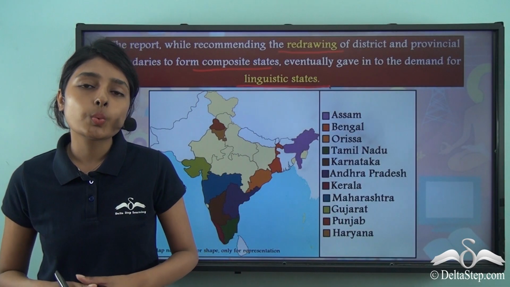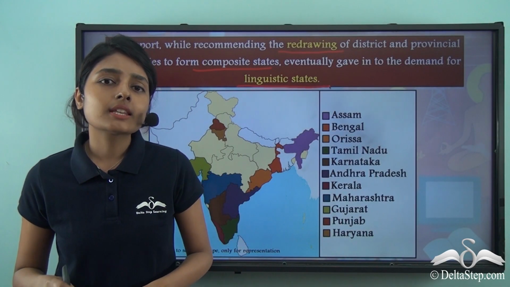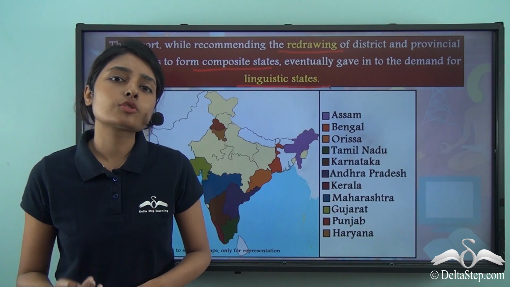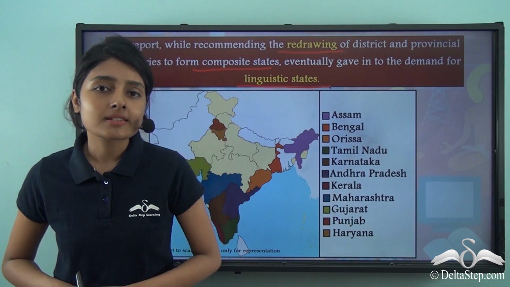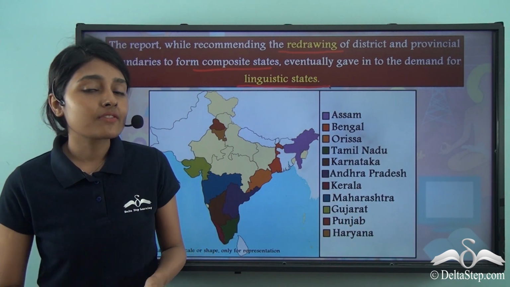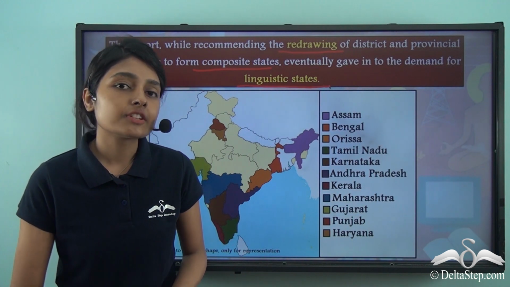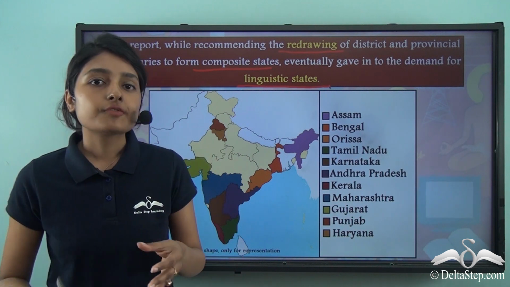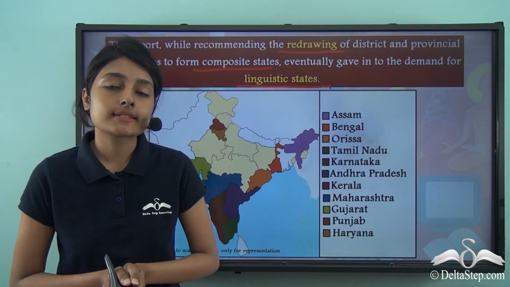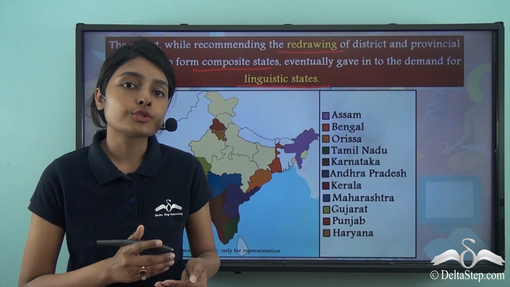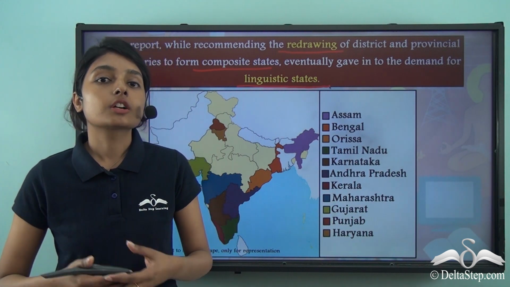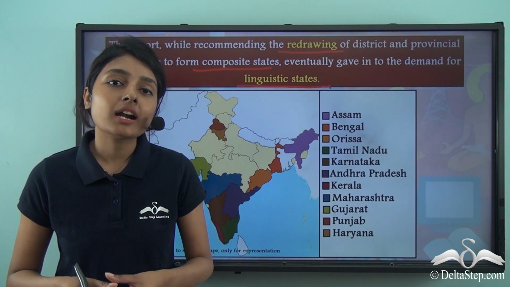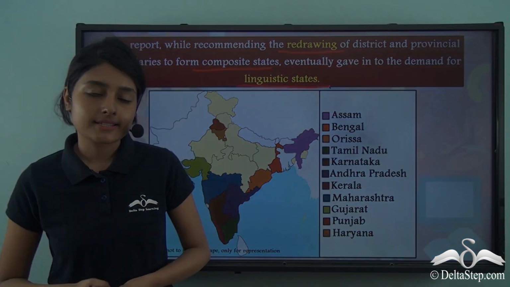Because there was no way out from this. All these linguistic groups were clamoring to have their own independent states. And so, linguistic states were now having to be formed. In 1960, Bombay was divided into two parts. Bombay was divided into Gujarat for the Gujaratis and Maharashtra for the Marathis.